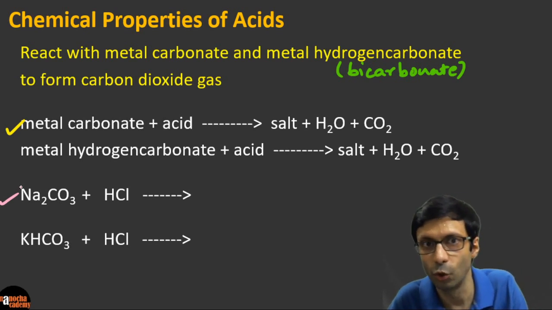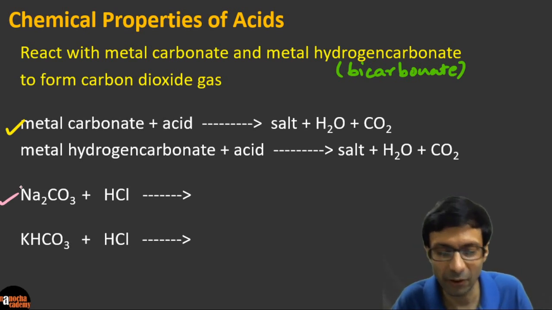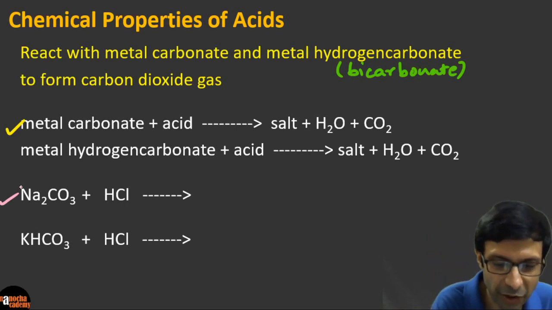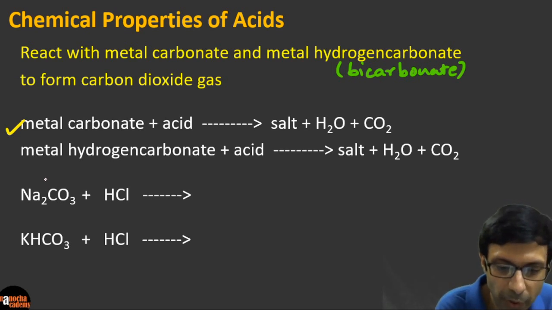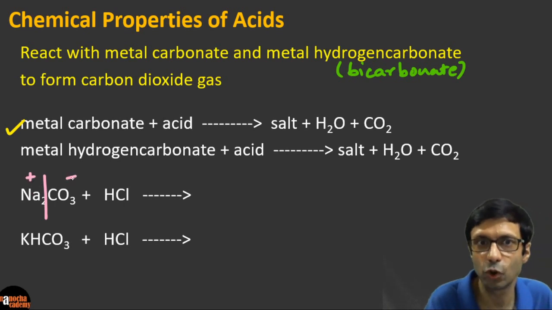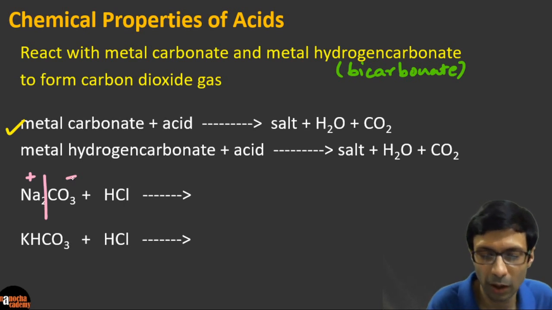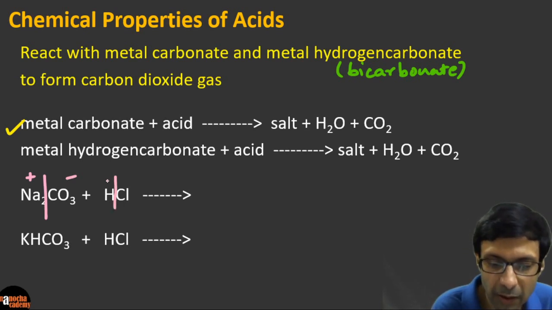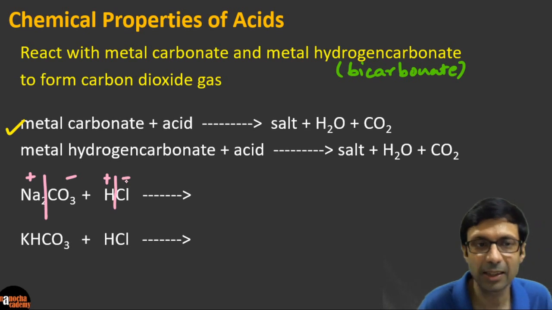One is you can use the rule here, but I'm going to show you a secret trick of how to predict this reaction. Right? So let's take a look at this first equation. So sodium carbonate, we can split it into Na plus and carbonate minus. It's carbonate 2 minus, but I'm just writing minus for now. Okay. And similarly, we can break down HCl as plus minus.